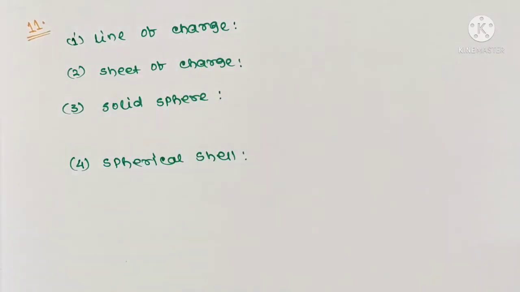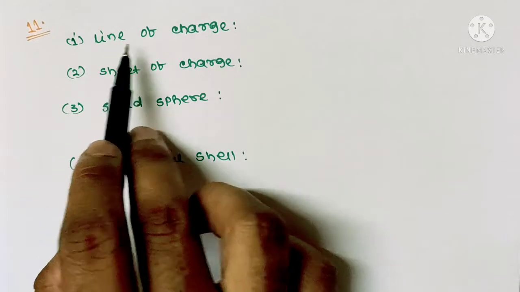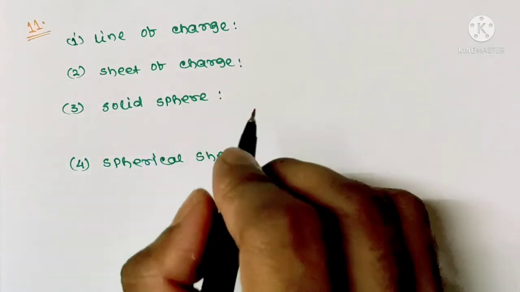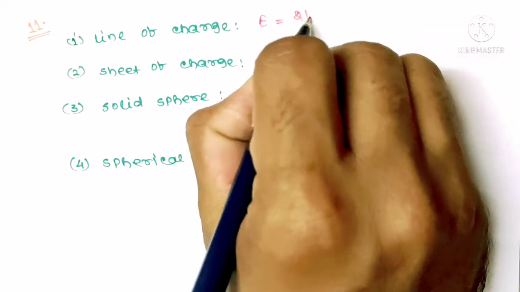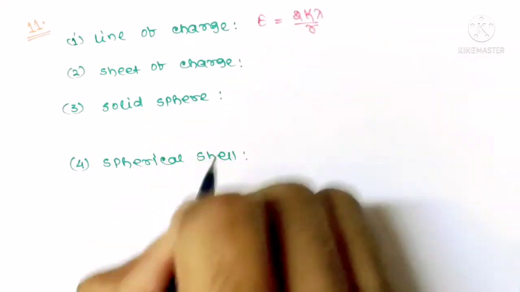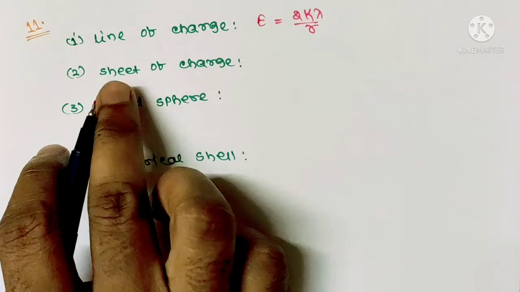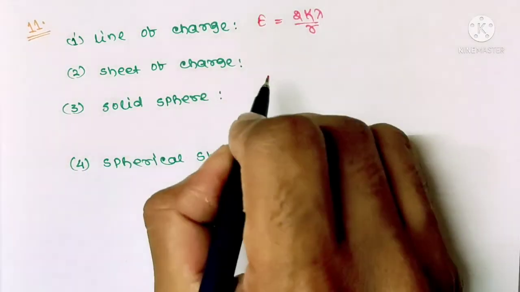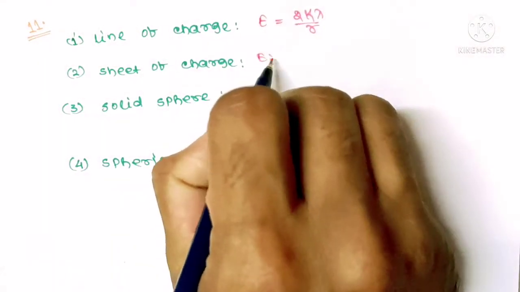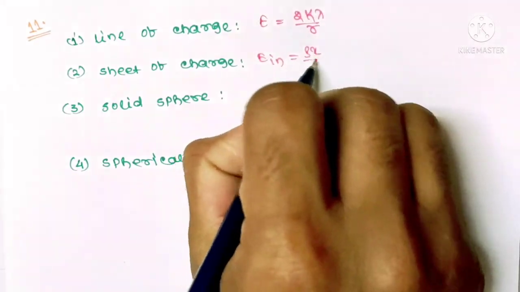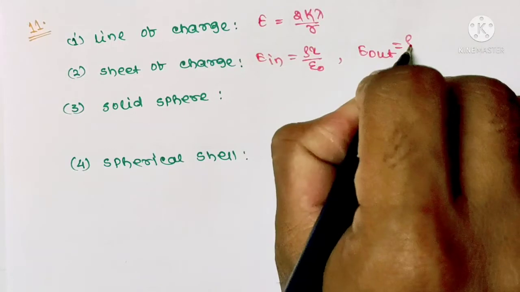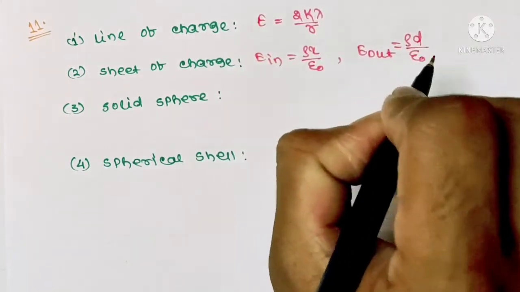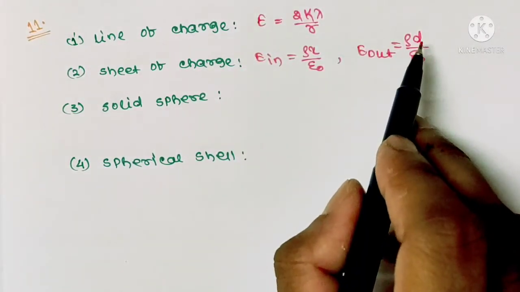objects. For a line of charge having linear charge density lambda, we know electric field is given by 2k lambda by r. For a sheet of charge having charge density sigma, electric field inside is given by rho x by epsilon naught, and electric field outside is given by sigma d by epsilon naught. D is the thickness of the charge sheet.